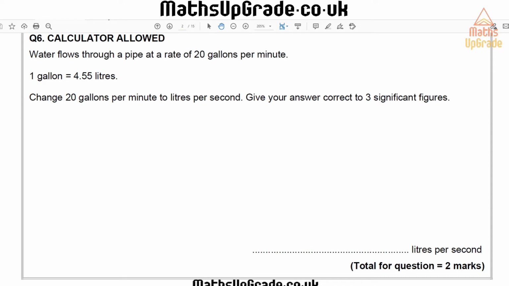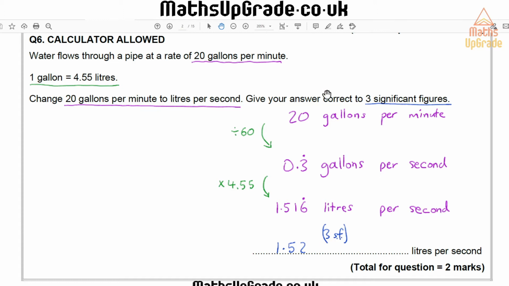So let's do it in stages like I did with an earlier question. Here's 20 gallons per minute. First of all, let's turn this into gallons per second. So I know that there's 60 seconds in a minute. So if I divide this through by 60, then I get 0.3 recurring gallons per second.